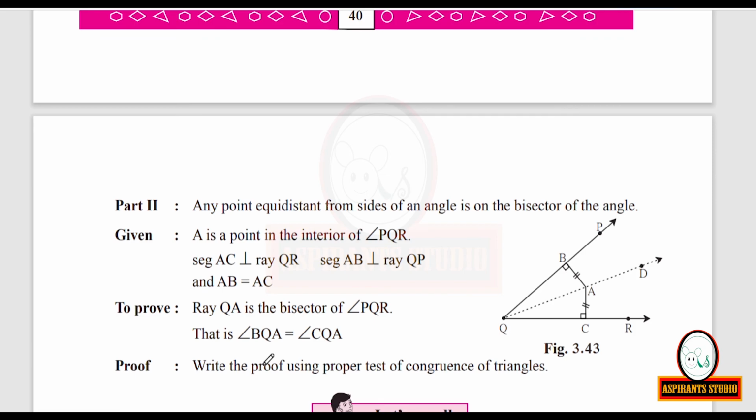Then the next line you write therefore ray QA is the bisector of angle PQR. Hence we prove that any point equidistant from sides of an angle is on the bisector of the angle. At last you have to write the final statement: hence we prove that any point equidistant from sides of an angle is on the bisector of the angle.